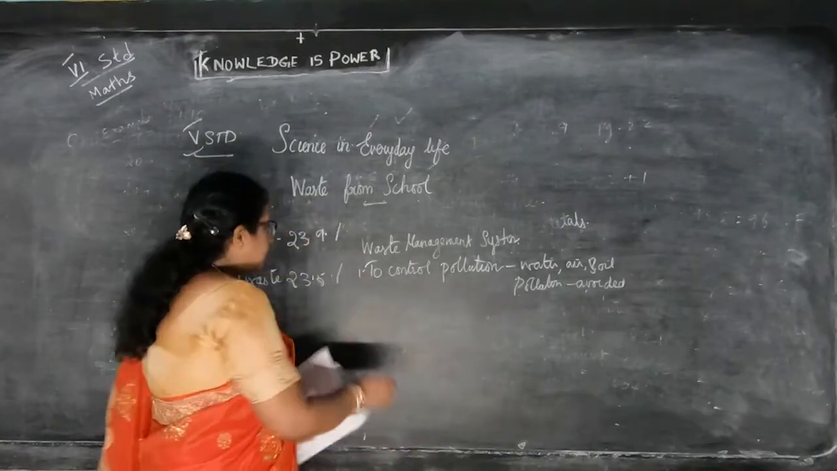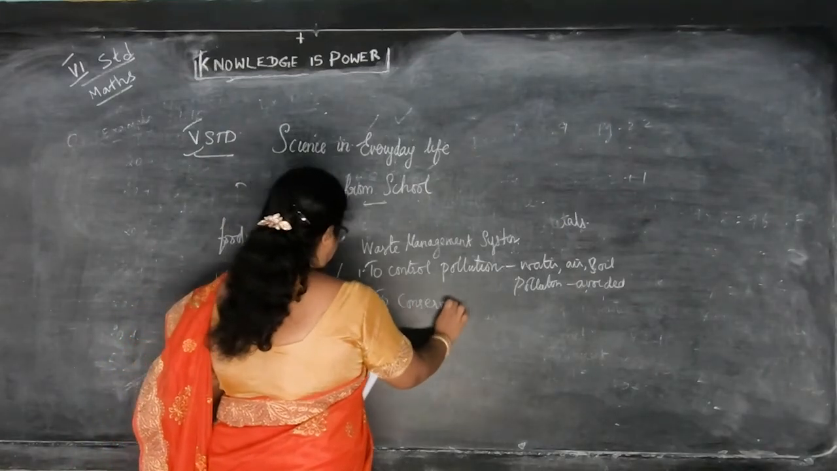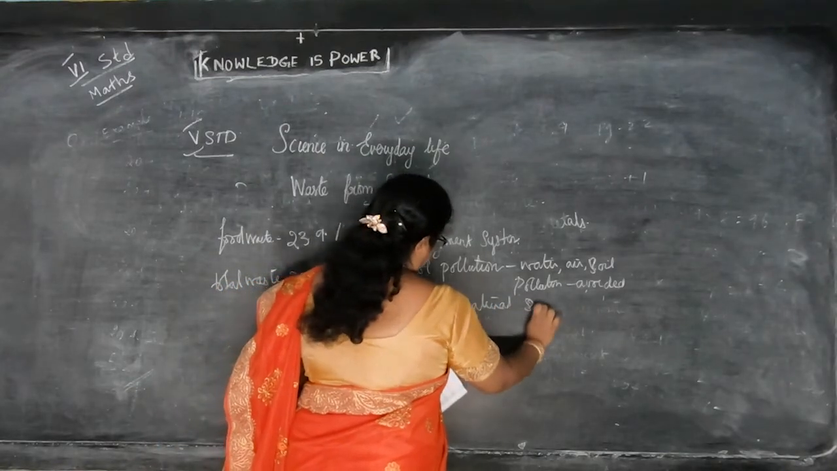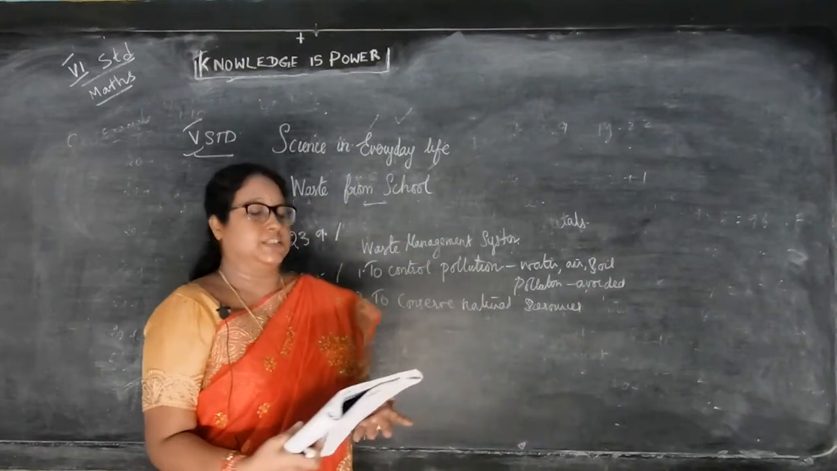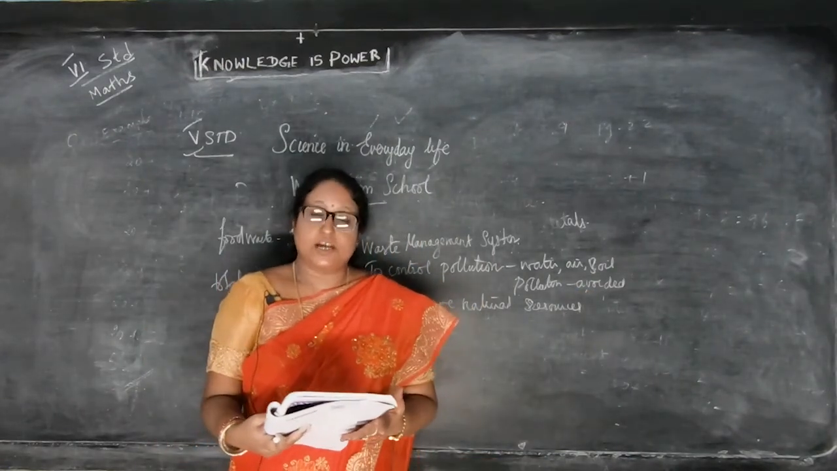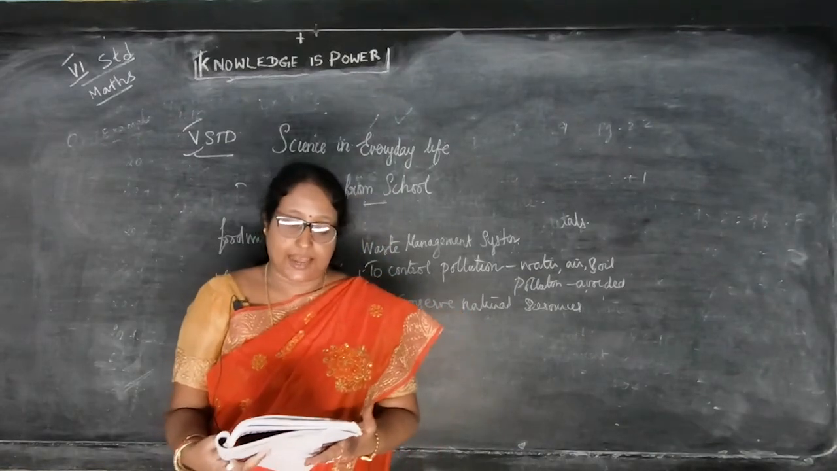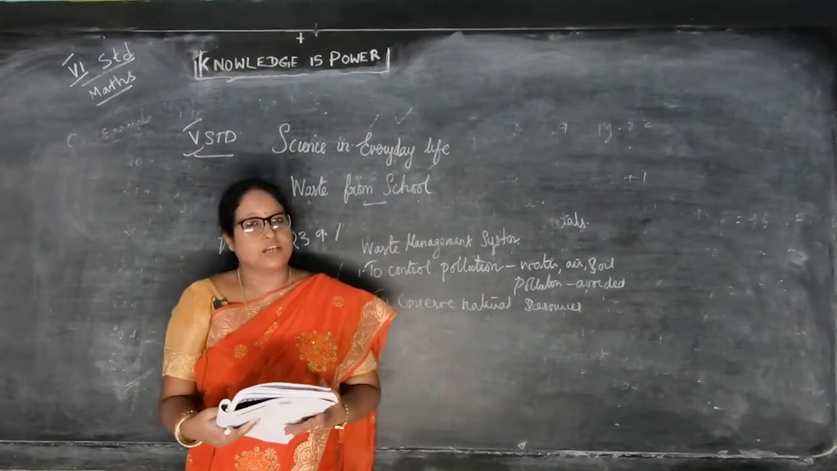Next is to conserve natural resources. Conserve means to protect. Okay. Conserve natural resources. So, how will you conserve the natural resources? Waste disposal is important for the conservation of natural resources like forest, minerals and the water. So, waste disposal is very much important for the conservation.